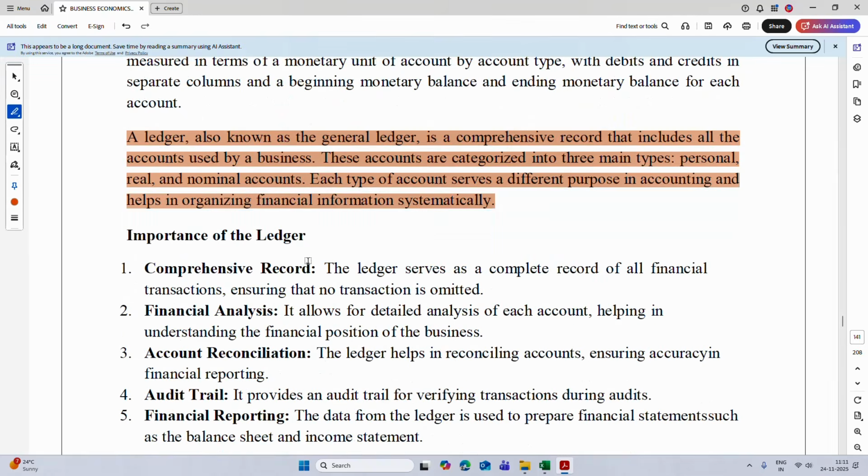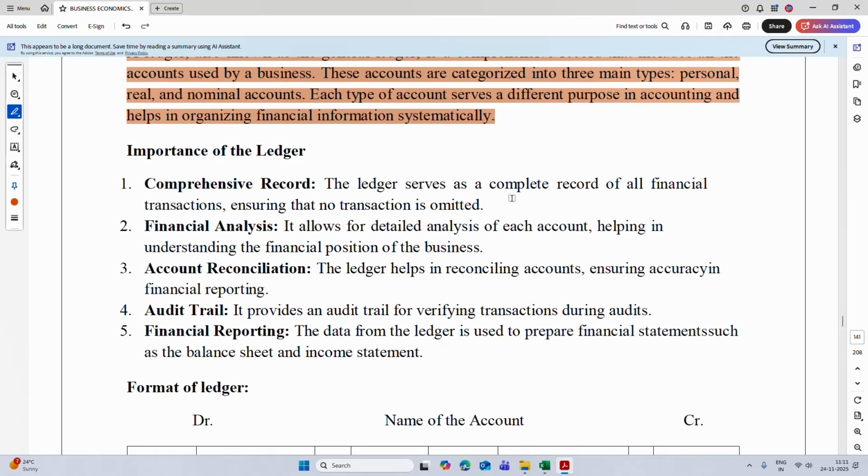Now, what is the importance of ledger accounts? It is a comprehensive record, a complete record. Ledger accounts are used for financial analysis. They are used for account reconciliation purposes, for audit purposes and for financial purposes.